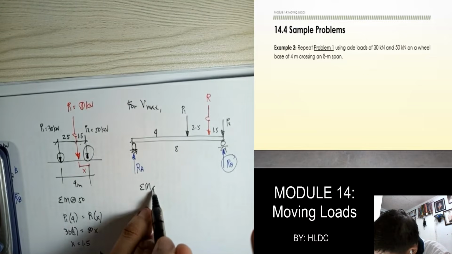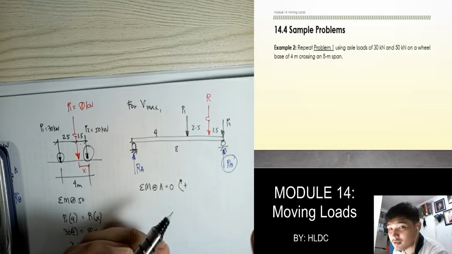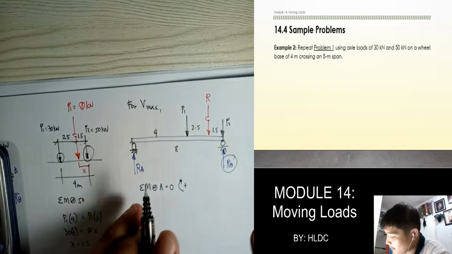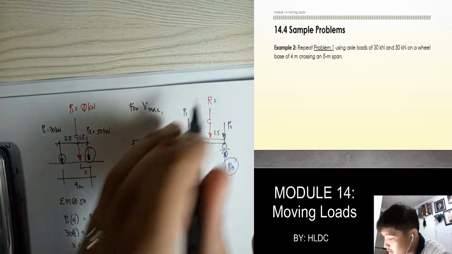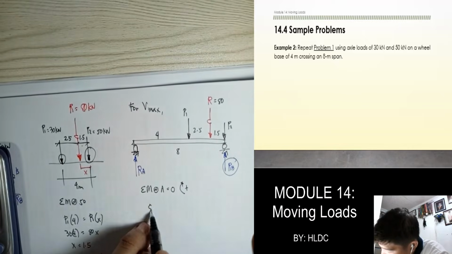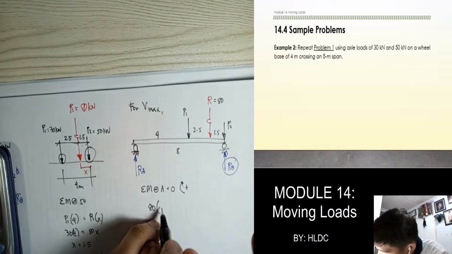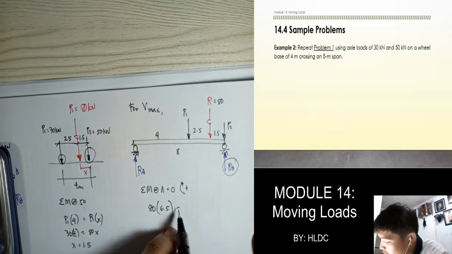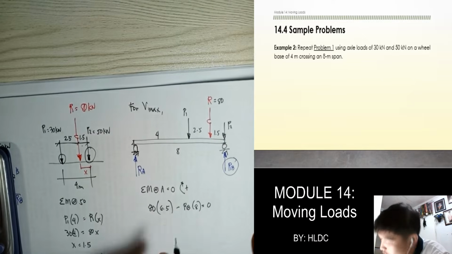summation of moment at A is equal to 0 considering clockwise moments, positive. So, itong resultant na lang i-consider ko clockwise. So, yung resultant which is ilan to? Ayan, 80. So, therefore, 80 times yung moment arm niya is 4 plus 2.5. That is 6.5. And then ito, counter. So, minus RB, the moment arm is 8 equals 0.